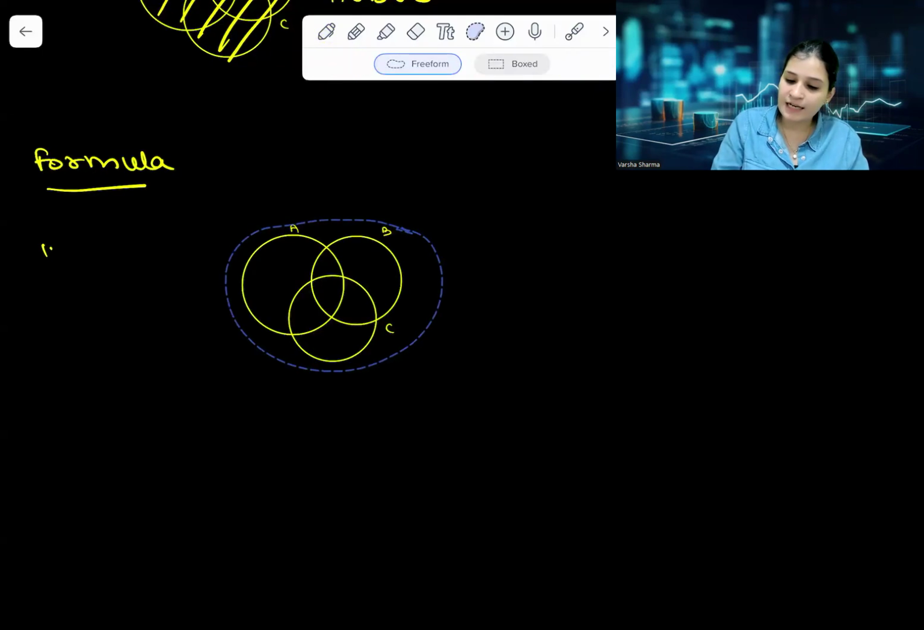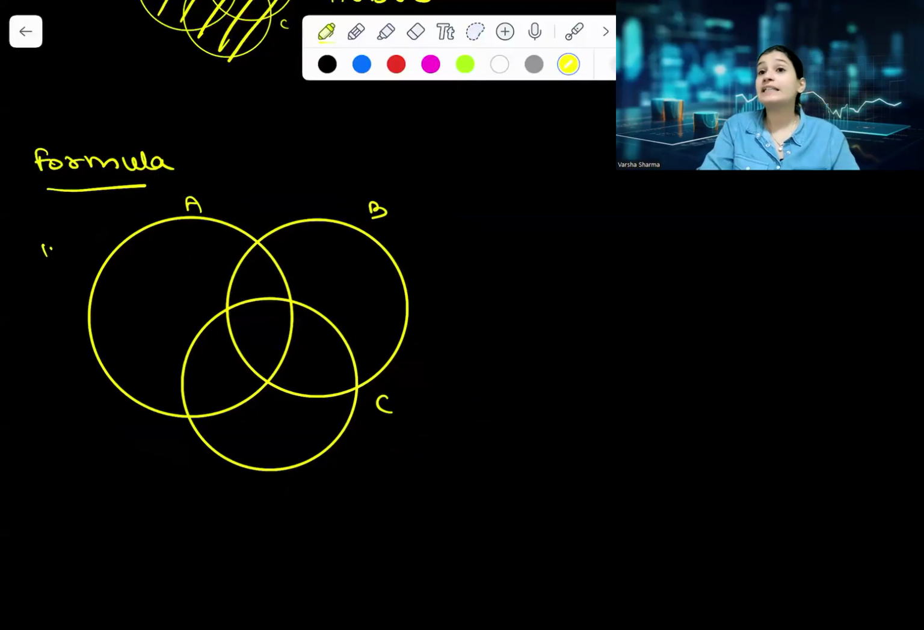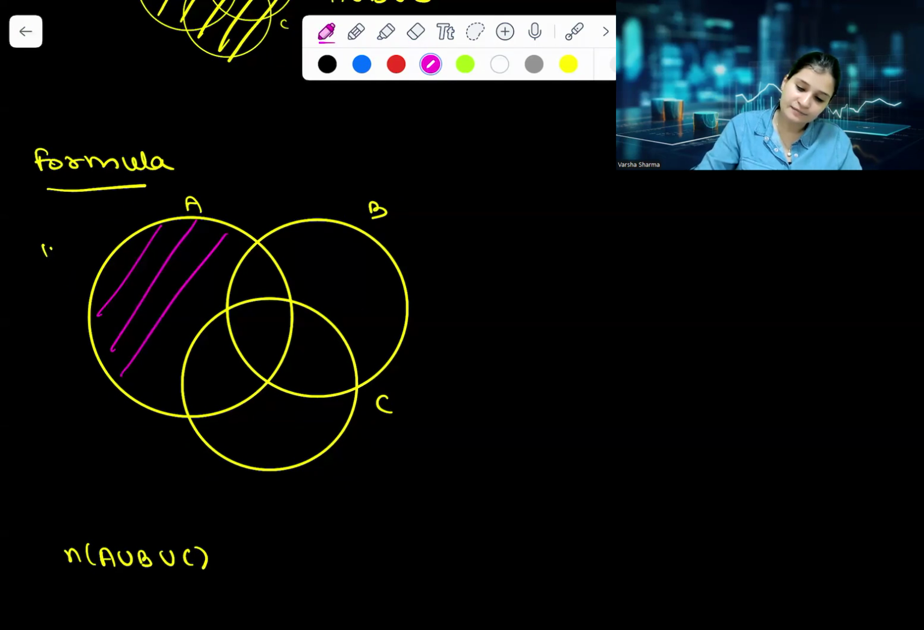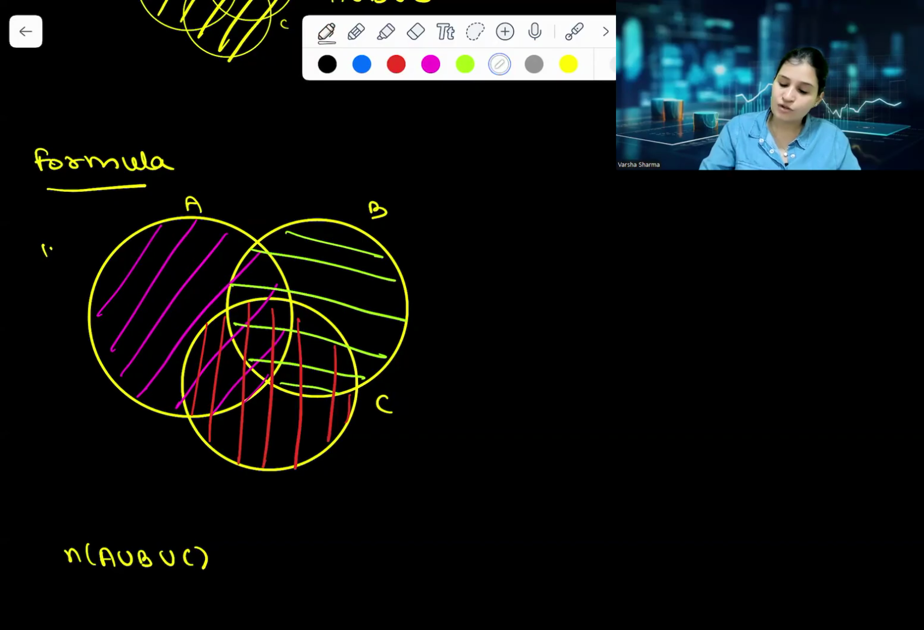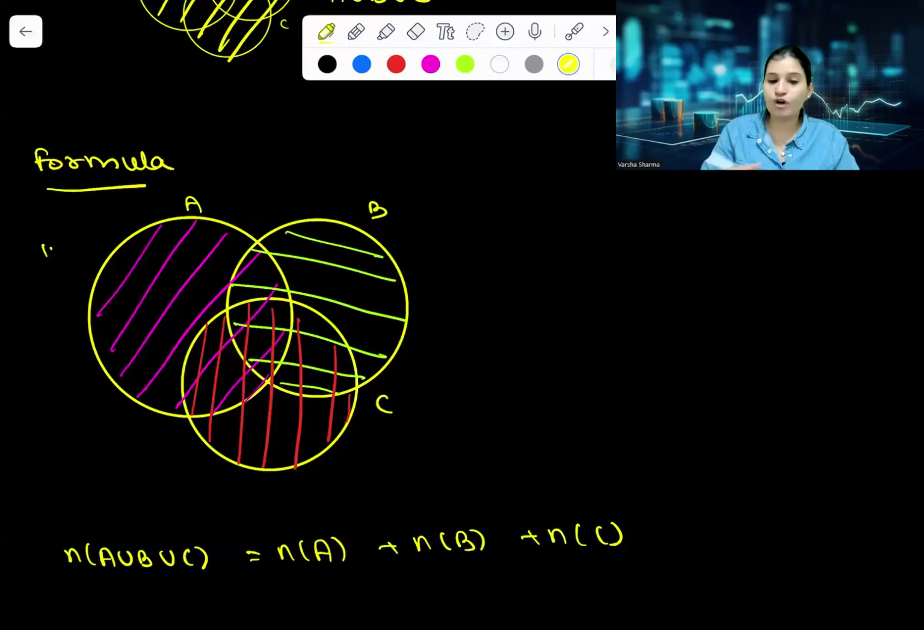So union is also known as at least one of the sets, either A or B or C. Whenever we see the word at least, that is union. So for three sets also we use a formula. If I want to find A union B union C, first please understand: are you all clear with the notations? I took the entire A, then the entire B, and then the entire C. I took all three of them.